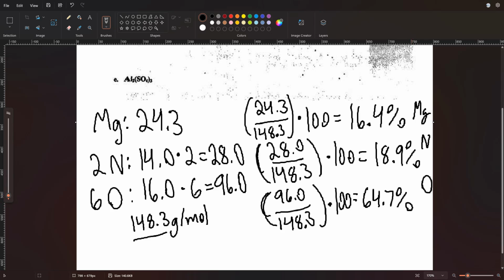So now if we add these percentages up, 16.4 plus 18.9 plus 64.7, it's going to be exactly 100%. And that's another way we can make sure we're not doing anything funky with our numbers and we didn't put in the wrong number or an extra zero. So in some cases, in future problems that you do, you might get something like 99.9 or 100.1. That's all right because we're only working with a certain number of significant figures.